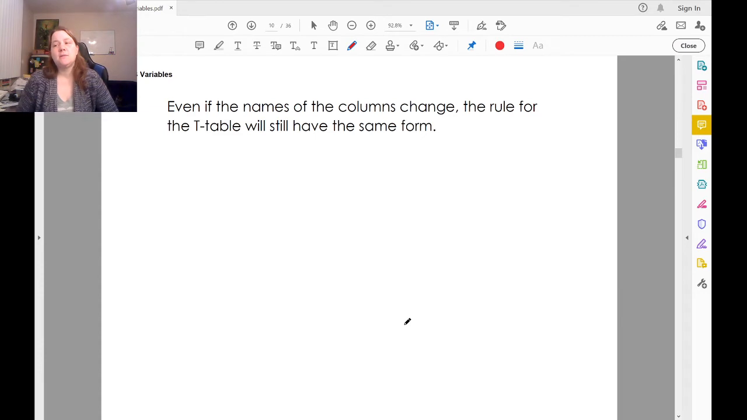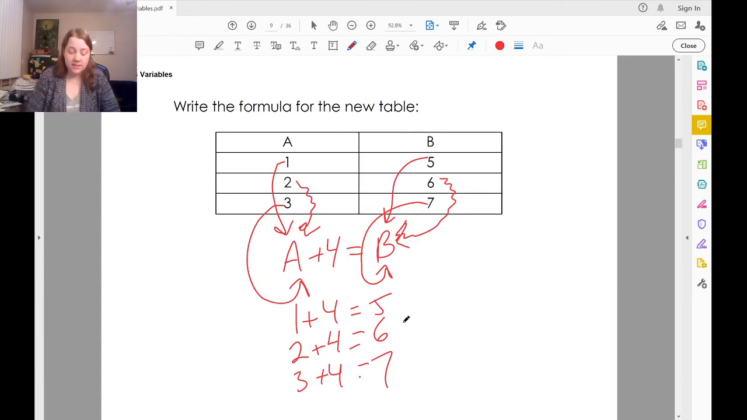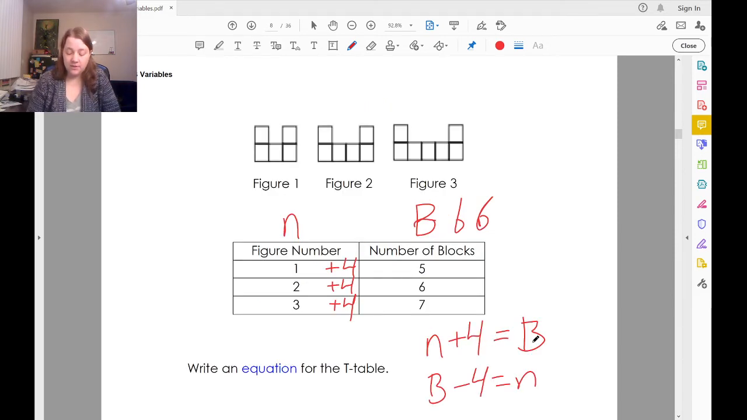Even if the name of the columns change, the rule still has the same form. It's still A plus 4 equals B, or n plus 4 equals b, we used b there too, so that's super convenient.